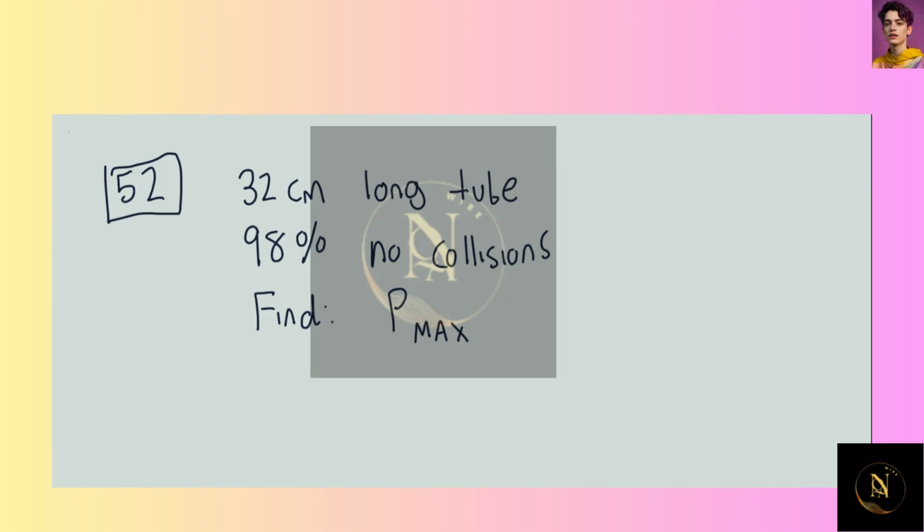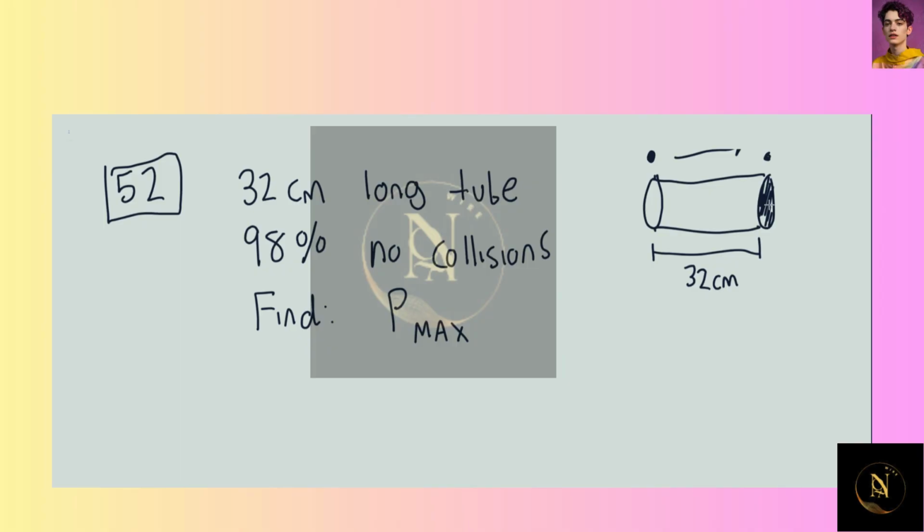Okay, in this problem we have a 32 centimeter long tube, specifically a cathode tube. And we are assuming that we want to have 98% of the particles hitting the screen, coming from here to here. We want 98% of them to hit the screen on the other side without ever colliding with another particle.